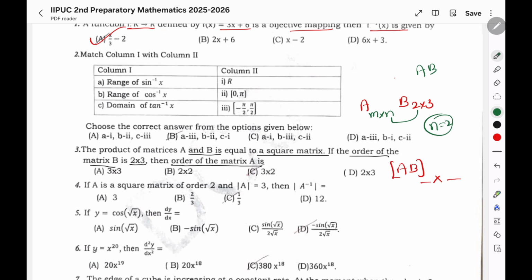Also given that AB is a square matrix, then what is the final order of AB? Final order of AB will be m by 3. So if this is 3, this also has to be 3. It means the order of the given matrix A would be m by n, that is m value is 3 and n value is 2. So 3 by 2 is the correct answer.